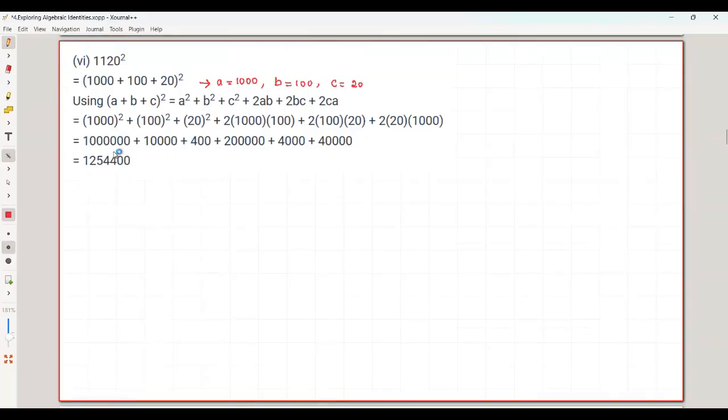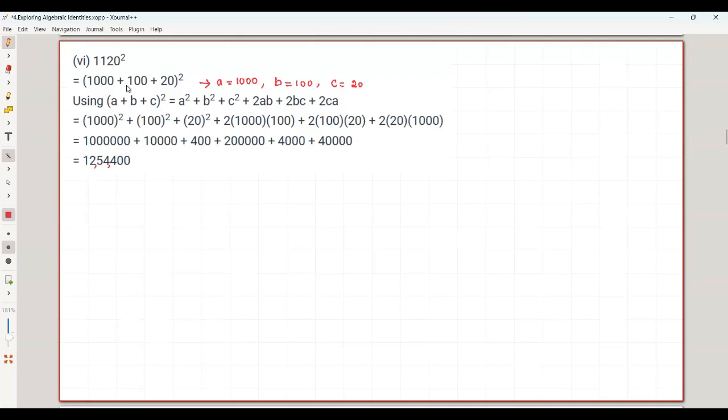So finally you will be getting the answer as 12 lakhs 54,400. 12 lakhs 54,400 is the answer. So up to this we just used the expanding formula. The number is given, we just expanded using the formula, and we got the answer.